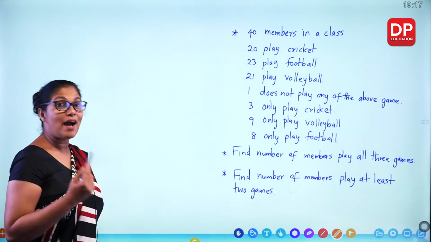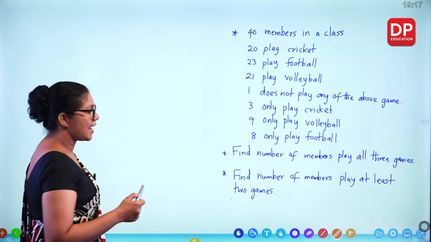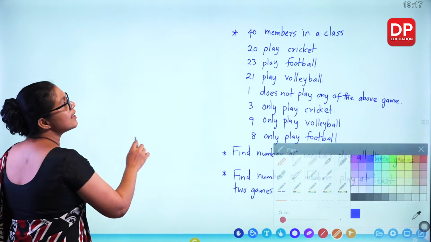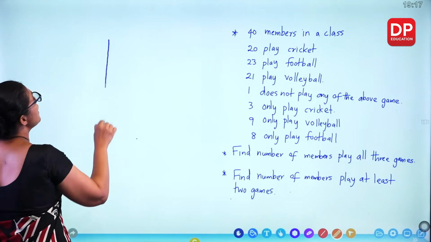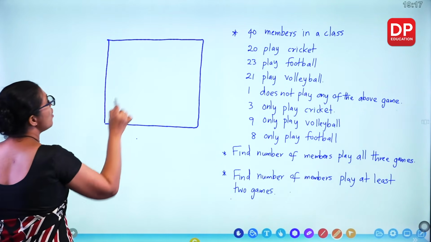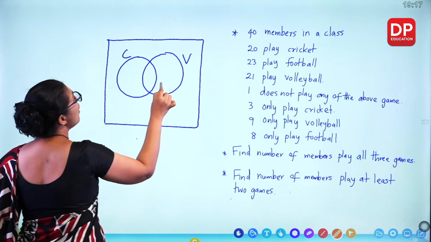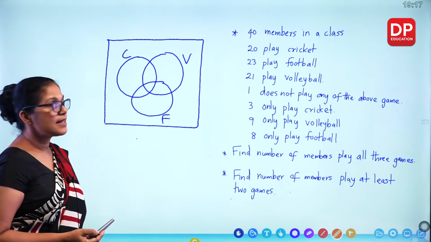Now we'll look at my example. I have 2 more examples for you. We'll try to solve these problems. So first thing, you have to draw a Venn diagram. So first check how many sets are there? Cricket, football, volleyball. So that means you have to draw 3 circles. Cricket, volleyball and football. And then you can mark the numbers.